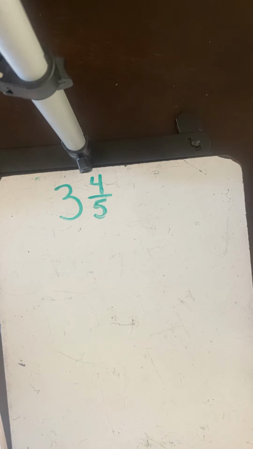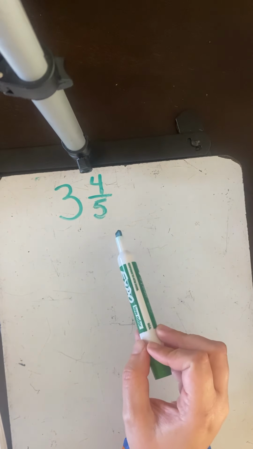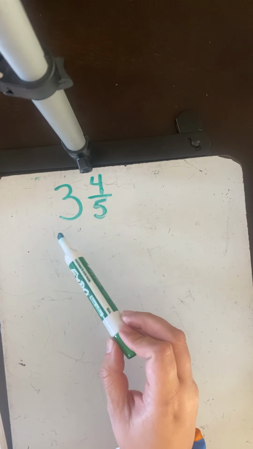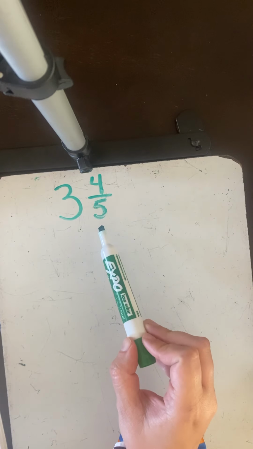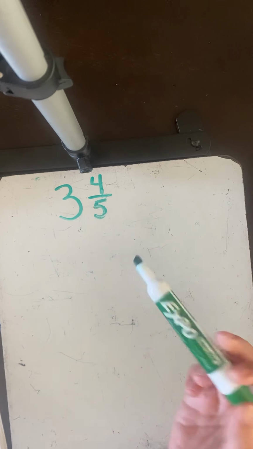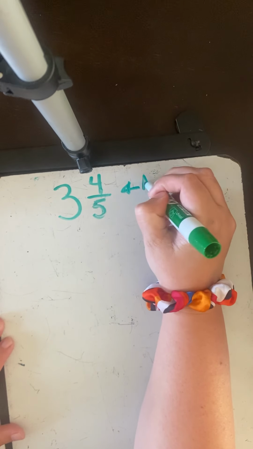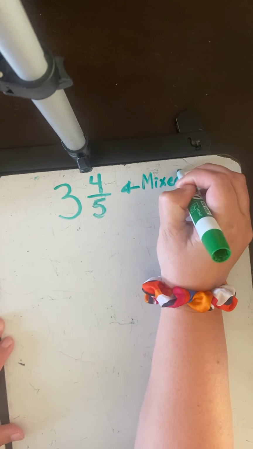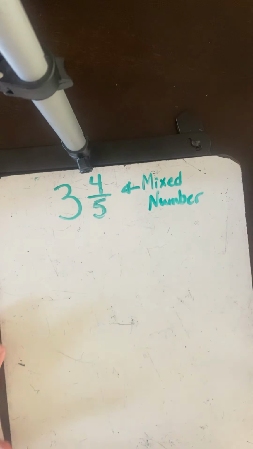So 3 4/5 is called a mixed number because it has a whole number, so 3 wholes, and then it has a fraction attached to it, 4/5. So this right here is called a mixed number. Okay. So they want us to take this mixed number and write it in a different way.